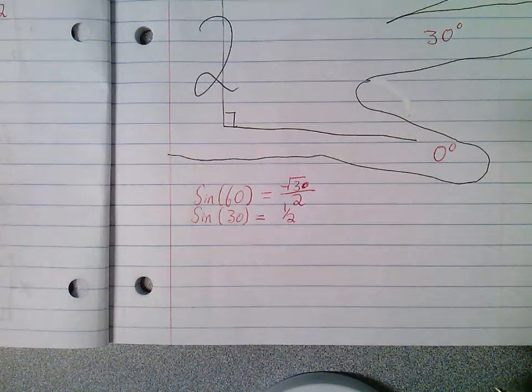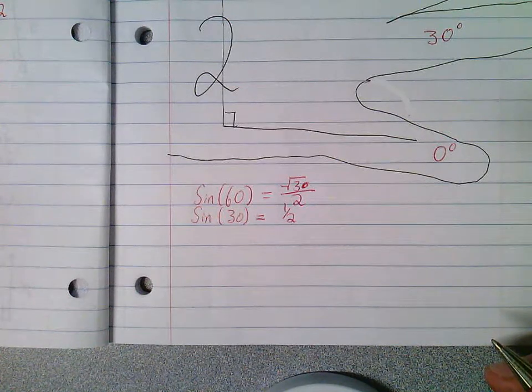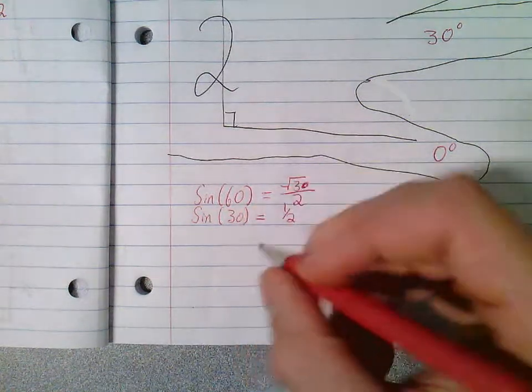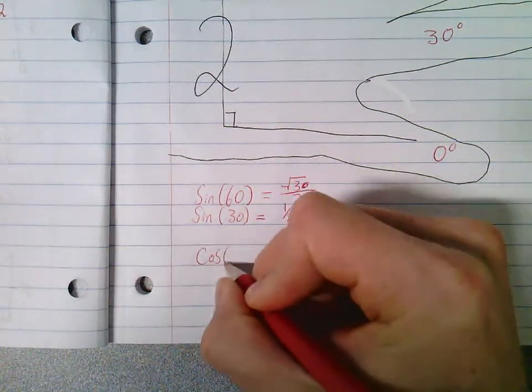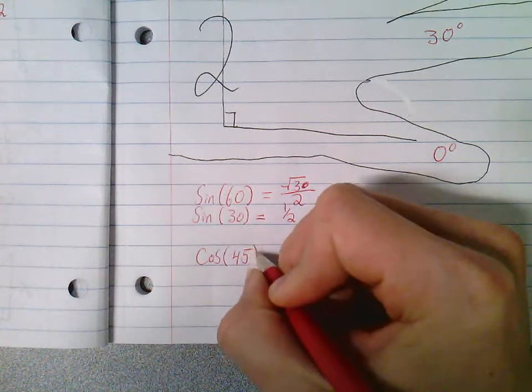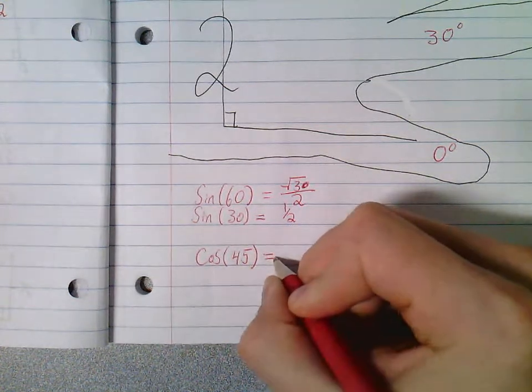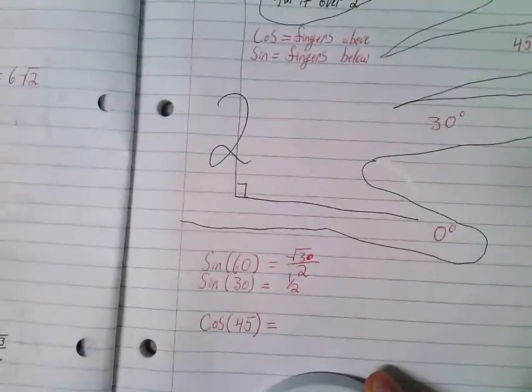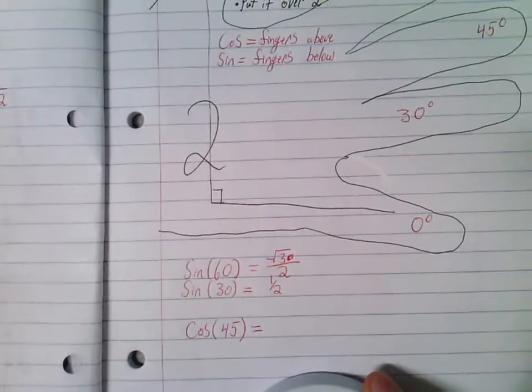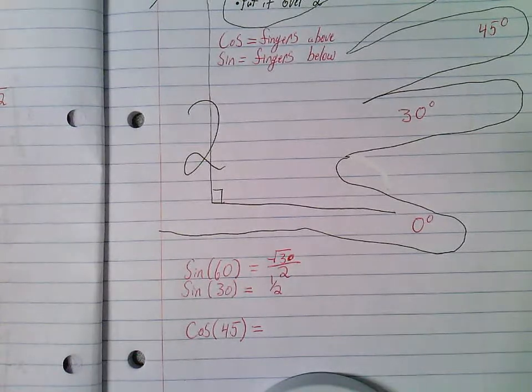So I want you trying some of these on your hand here, and let's see if we can figure some of these out. I want to see if you can do this. I want the cosine of 45. See if you can use your hand to figure this out. I want the cosine of 45.